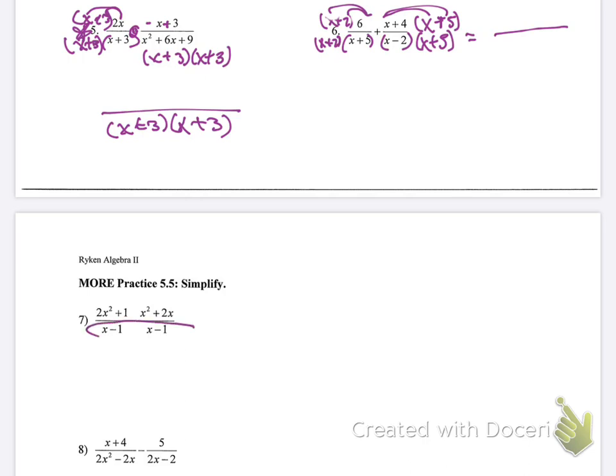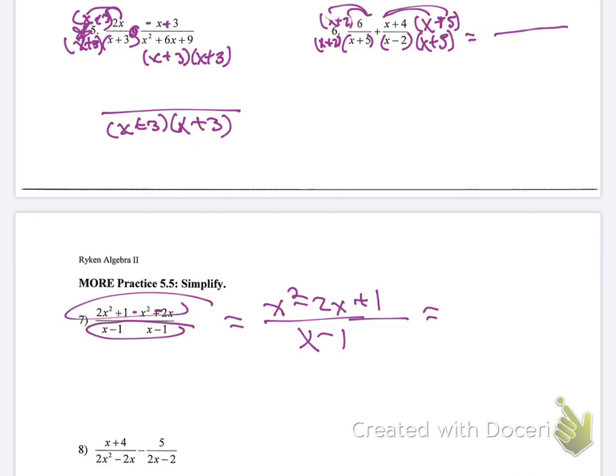Let's see. These are already the same. So all you really have to do is combine your numerators, right? And then factor if you can. So 2x squared minus 1x squared is x squared. Minus 2x plus 1. And then factor that. x minus 1, x minus 1. And then one of these cancels.